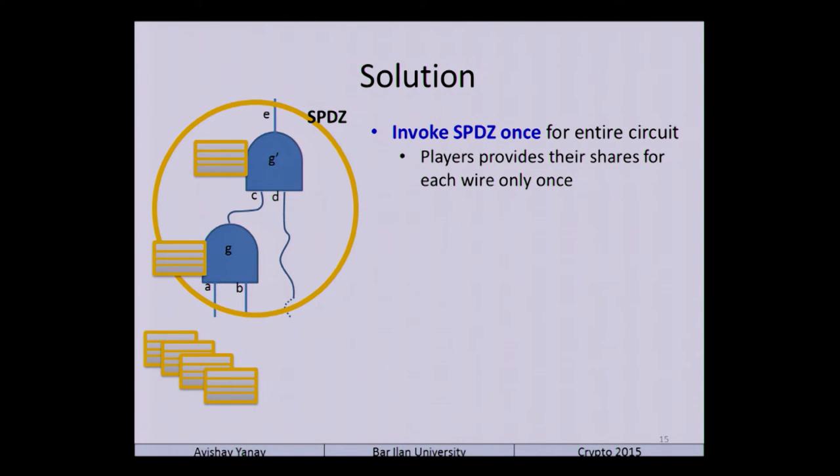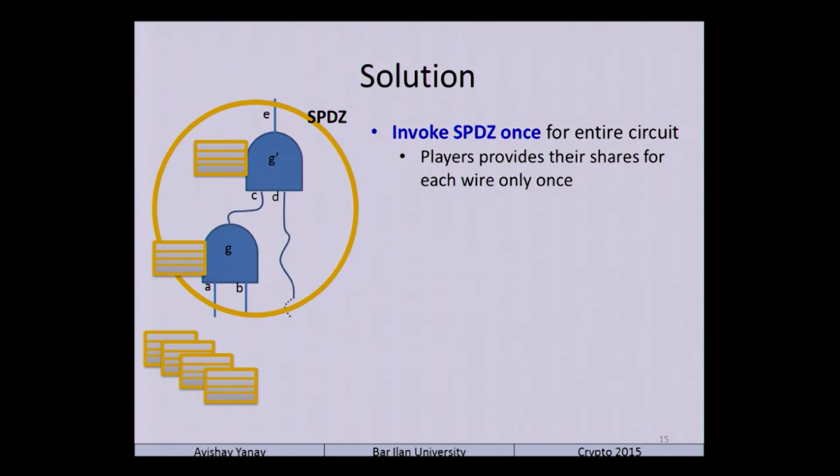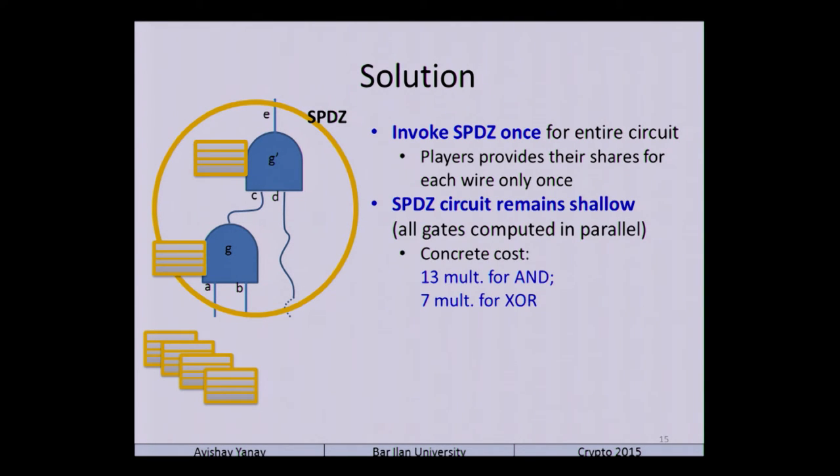We garble all the gates together. This removes the potential of inconsistency because the parties input only one time the masking bit for every wire in the circuit. And because we can do all the gates together, in parallel, this remains the depth of the circuit of SPDZ shallow. In particular, we have 13 multiplication operations for an AND gate and 7 multiplication operations for an XOR gate.